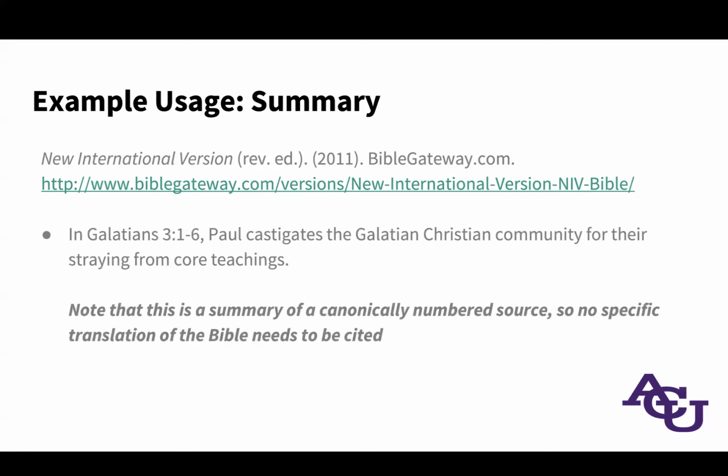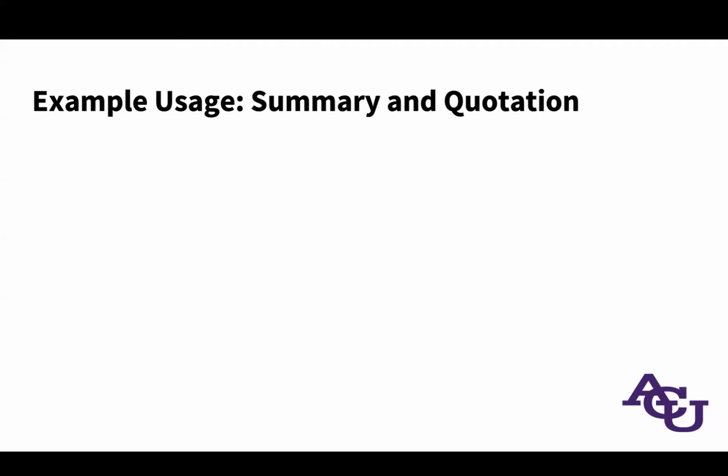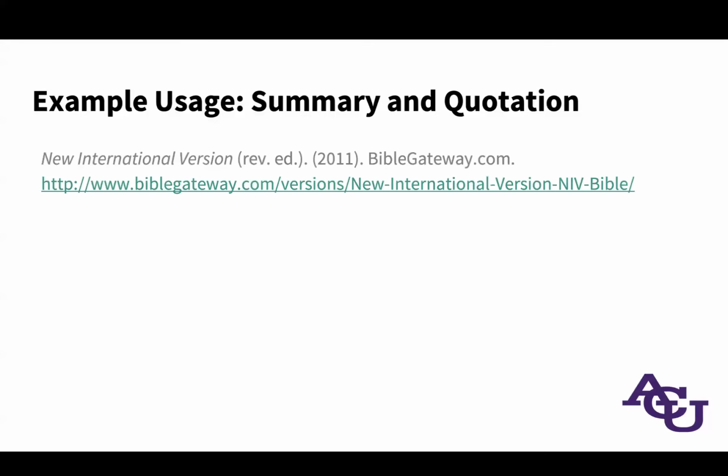So now we're talking a summary. So even if you're reading the New International Version, if you're just referring to the content of that particular book, we're not referring to a specific translation. So it is entirely correct to write in Galatians 3:1-6, Paul castigates the Galatian Christian community for their straying from core teachings. Again, this is a summary of a canonically numbered source. And so we're not going to be specifically citing the translation because this is true of all the translations and the original Greek.